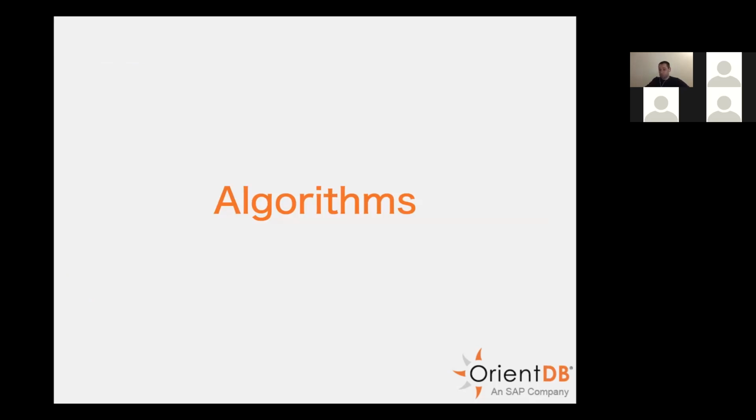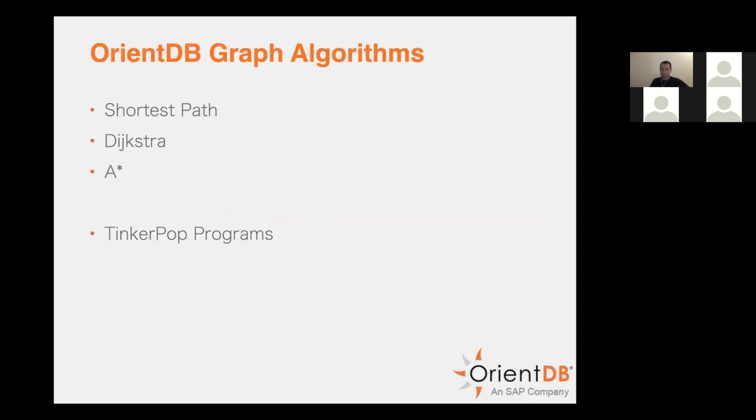You need algorithms to do, let's say, graph intelligence. So sometimes you need the shortest path, sometimes you need a more complex algorithm. OrientDB has some built-in graph algorithms like shortest path, Dijkstra, A-star, but it can also run TinkerPop programs, and you can find algorithm libraries based on TinkerPop's stack very easily.